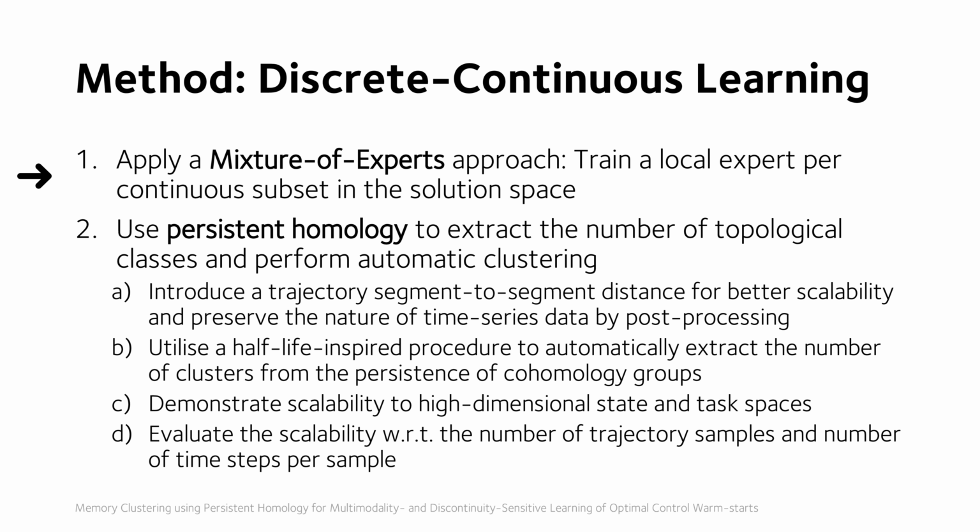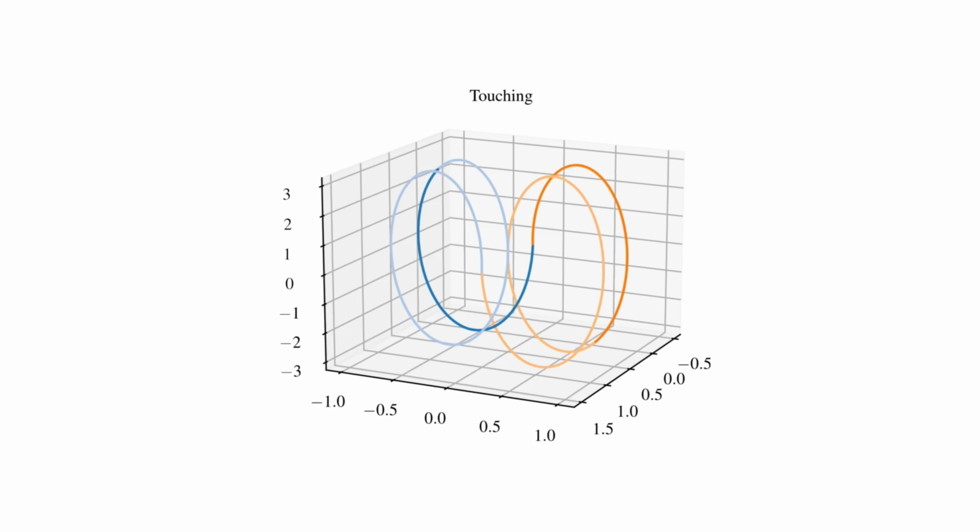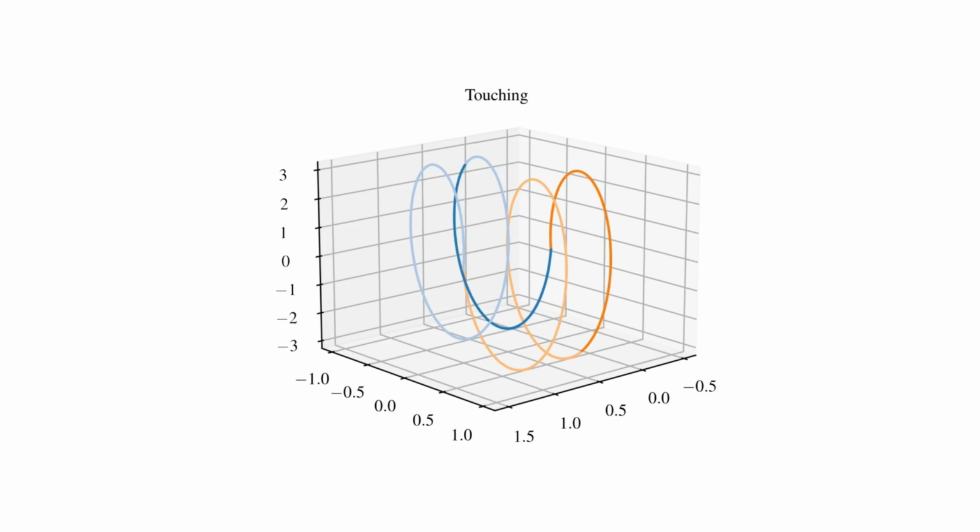In our work, we take a mixture of experts approach to train a local expert per continuous subset of examples in the dataset. Here too, we use persistent homology to inform the clustering based on the topology of the solution space. We introduce a novel method for clustering time series data based on persistent homology to identify multiple modes and discontinuities among continuous trajectories within a dataset.